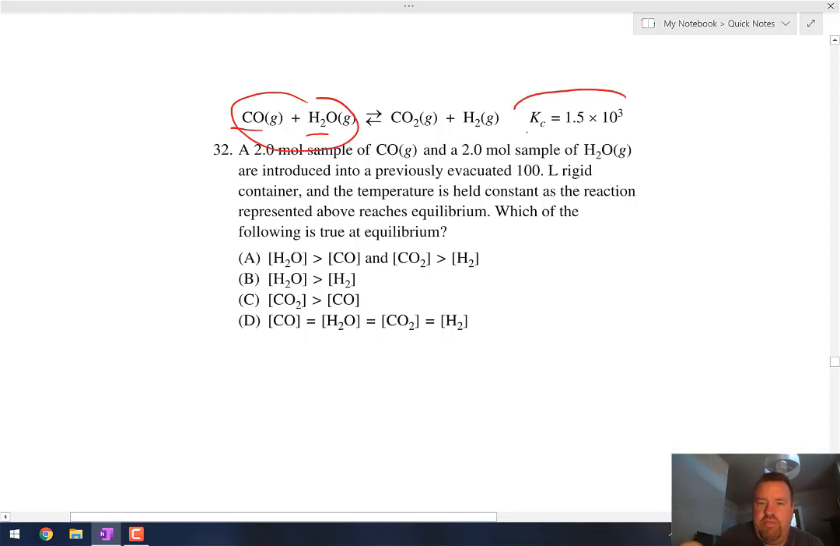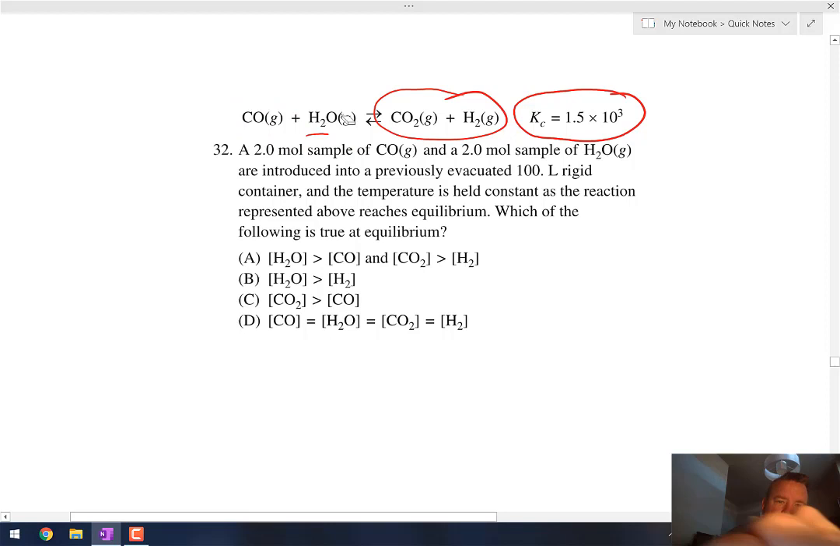Okay, we also have a very, very large equilibrium constant, which means that as this reaction happens, you're going to end up having a lot more product than you are reactant. So let's go through our answers here. Is the concentration of H2O greater than the concentration of CO? No, we already said that since it's a 1-to-1 ratio and you're starting with the same amount, those concentrations have to be equal throughout the process. So A is not true.